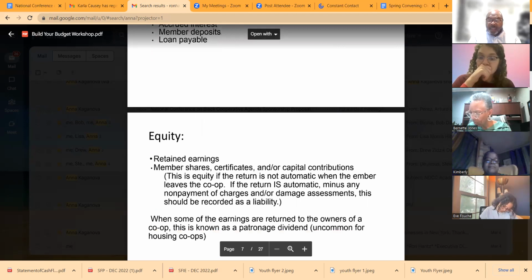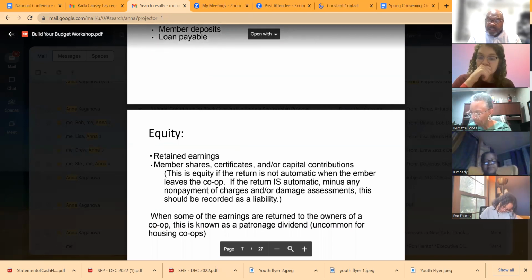So equity. Again, assets, liabilities, and equity. That's what the accounting principle is based on. And so equity is retained earnings, member shares, certificates, or capital contributions. Equity return is not automatic when the member leaves the co-op. If the return is automatic, minus any non-payment of charges or damage assessment, this should be recorded as a liability.